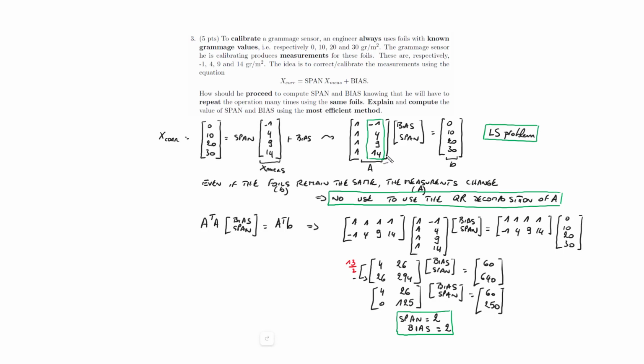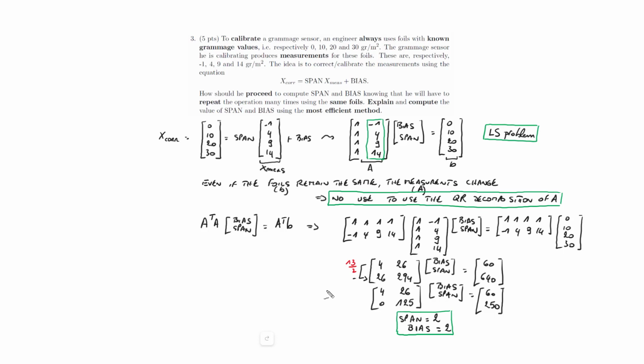You only do this when A remains the same, whatever the problem, right? So in this case, the easiest solution is to solve this directly without QR decomposition. What you can do is multiply both terms by A transpose, right? So you have A transpose A times the span is equal to A transpose B. If you do this, you obtain a system of equations, two equations, right?